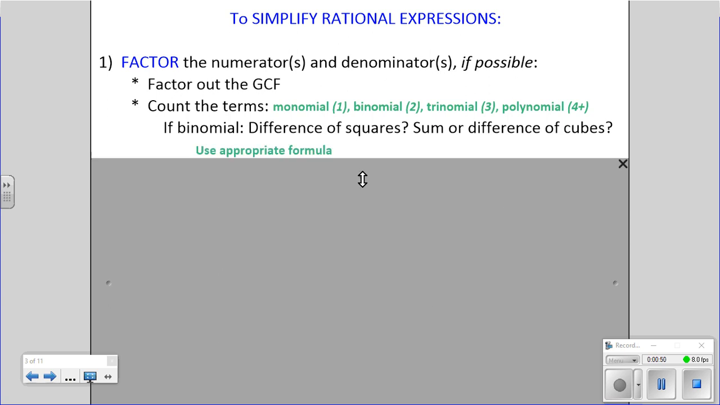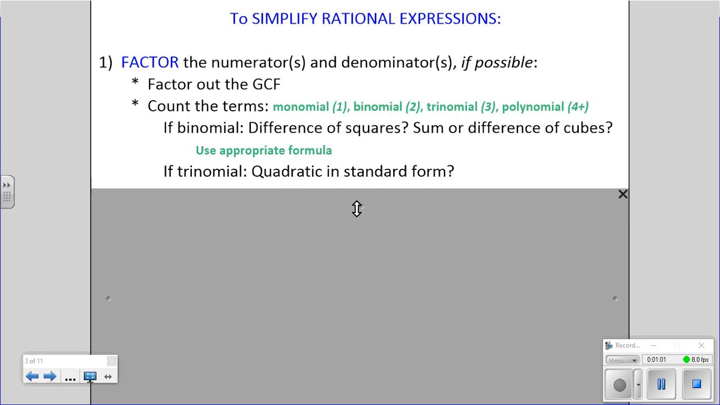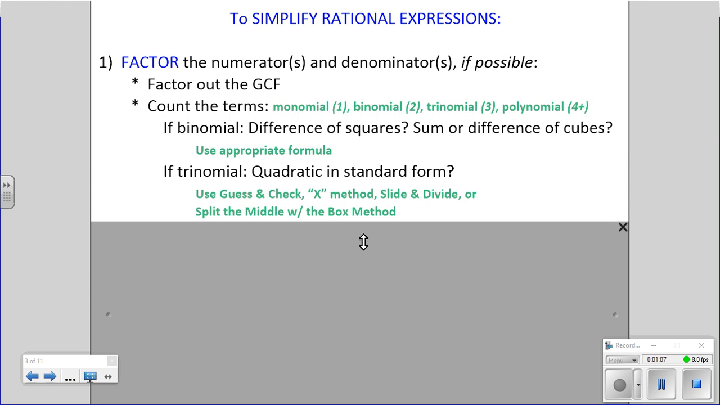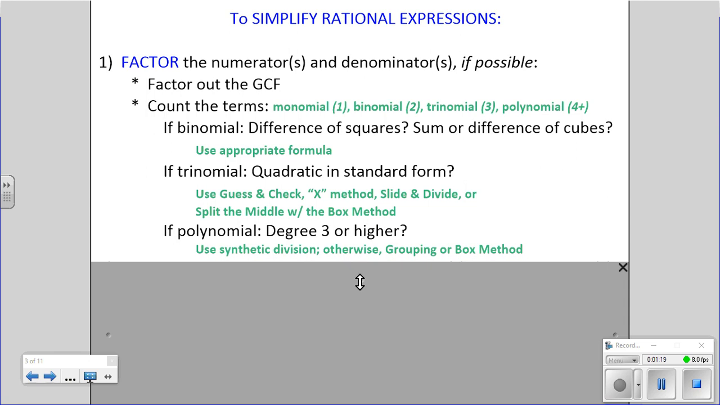Then if it's a binomial, ask yourself, is it a difference of squares or a sum or difference of cubes? And if so, use the appropriate formula for that scenario. If it's a trinomial, that is a quadratic in standard form, you're going to use the guess and check method, the X method, slide and divide, or split the middle with the box method. If it's a polynomial of degree 3 or higher, you can use synthetic division to help you factor it. Otherwise, you could use grouping or the box method. So again, factor the numerator and denominator if possible.